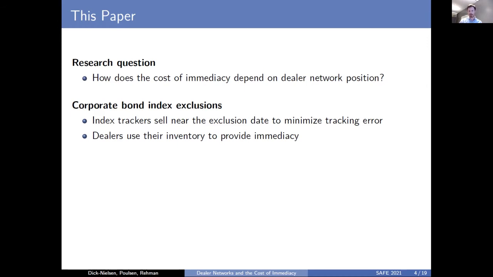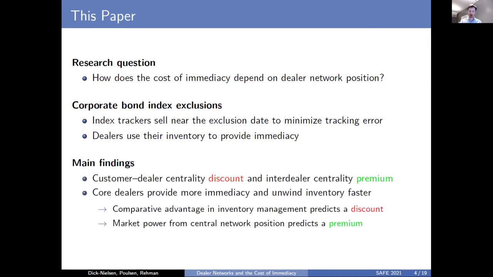So by using trades around index exclusions, we document two main findings. We find a customer dealer centrality discount, meaning that transaction costs are lower at the core compared to the periphery when customers are trading with dealers. But when dealers are trading with each other in the interdealer market, we find an interdealer centrality premium. We attribute both of these two findings to the inventory management channel. So we show that core dealers provide more immediacy, but also unwind their inventories faster.